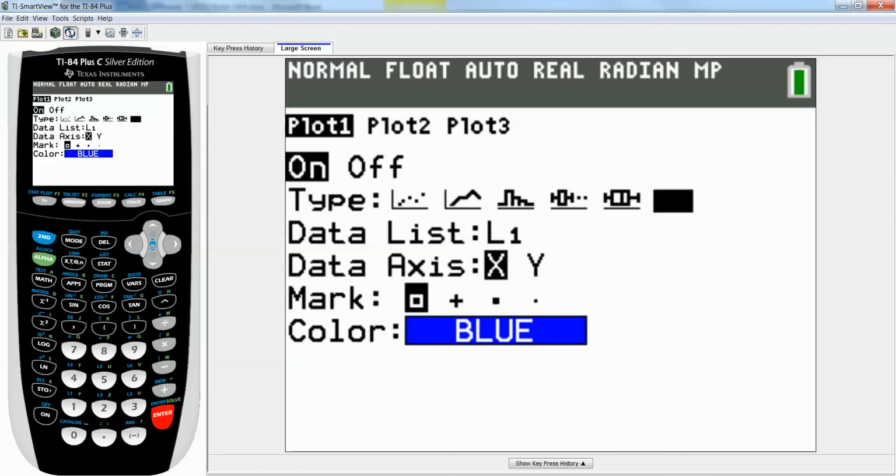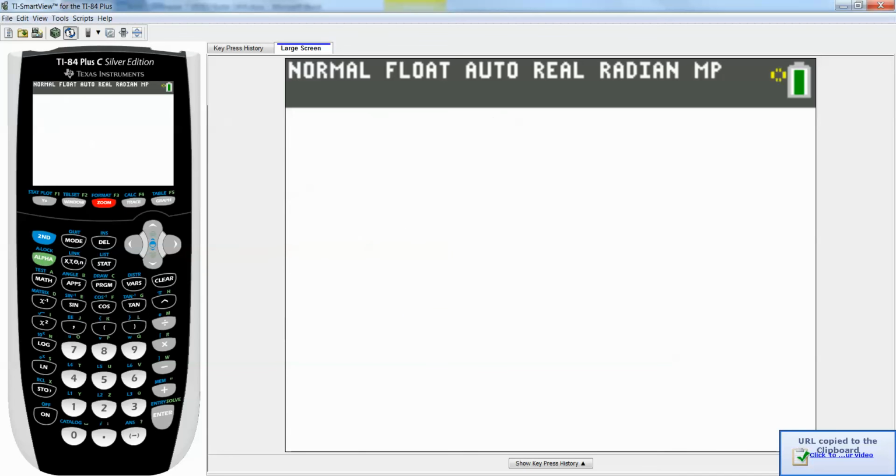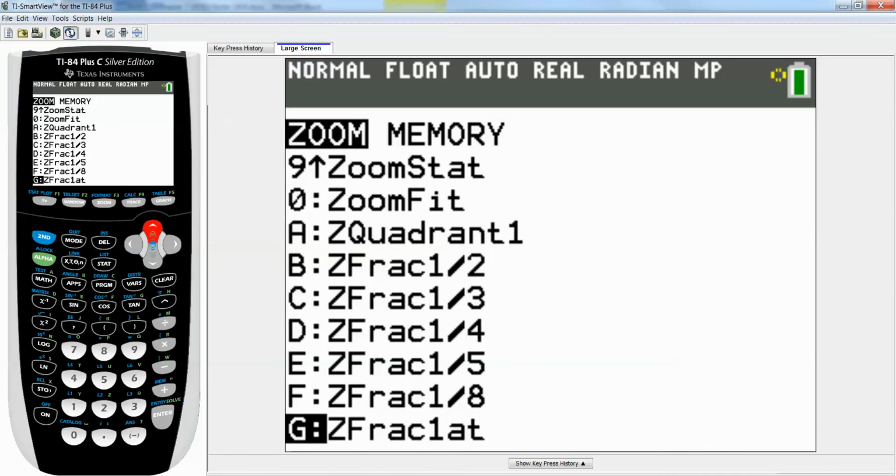All right, then I want my data list to be L1. That's good. That's where my data was. And my data axis is X, that's fine. I want the box mark. And then because I'm working with a color calculator, I'm going to leave it blue. Then I'm going to press zoom 9. Zoom 9 is zoom stat, opens up at the top there. It makes it fit the stat plot.